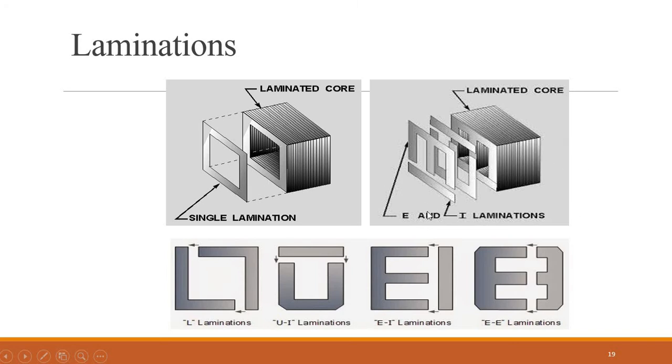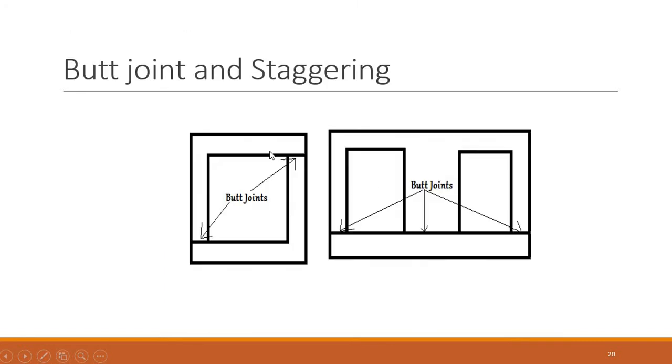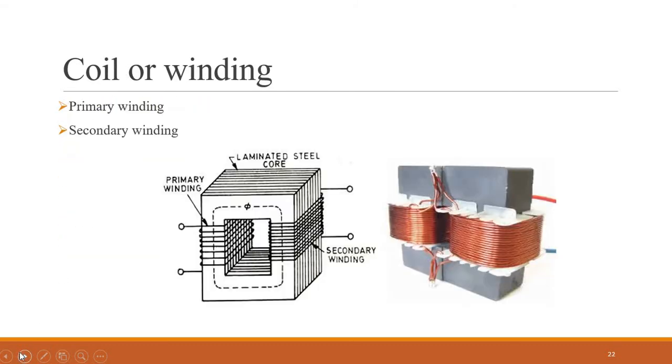It may have E and I shaped laminations. Different shapes of laminations are shown here: L lamination, U and I lamination, E I lamination, then E laminations. Likewise the laminations are clubbed together, and that forms the core. Different joints are there. These are the butt joints. So the transformer core gets connected.